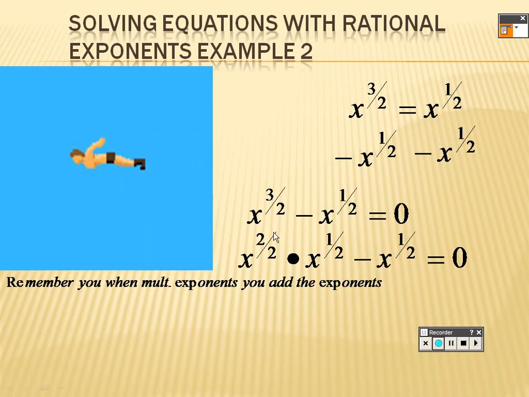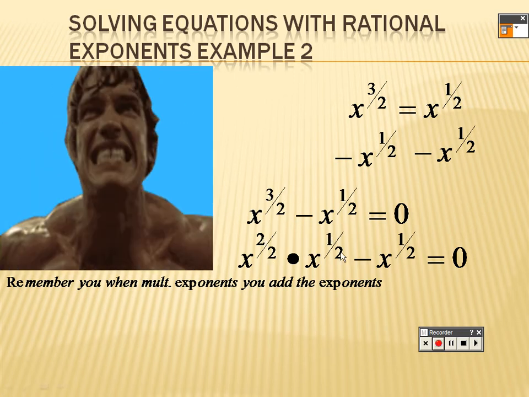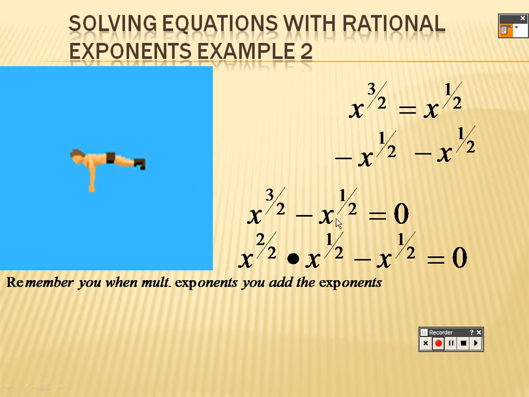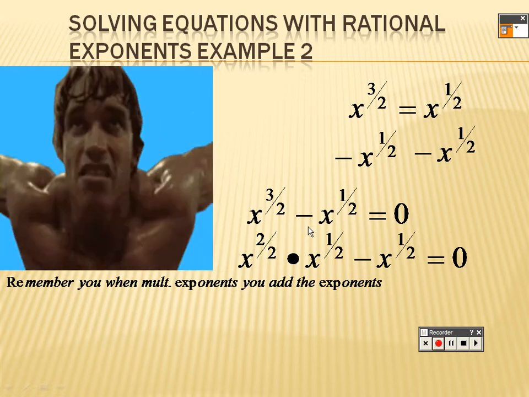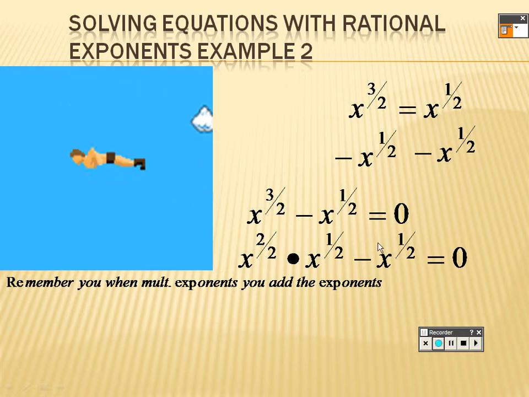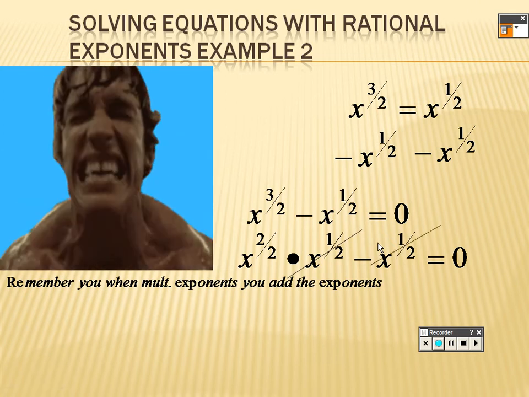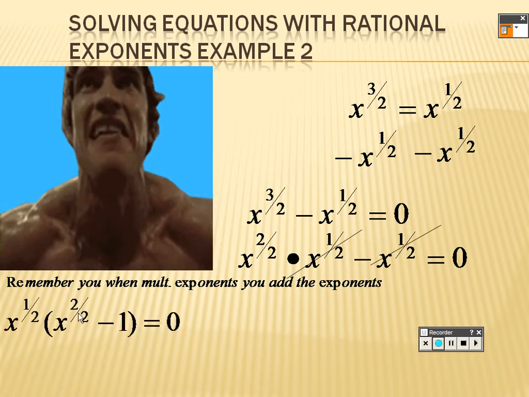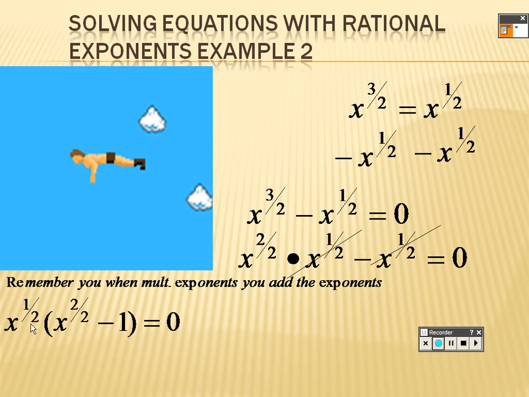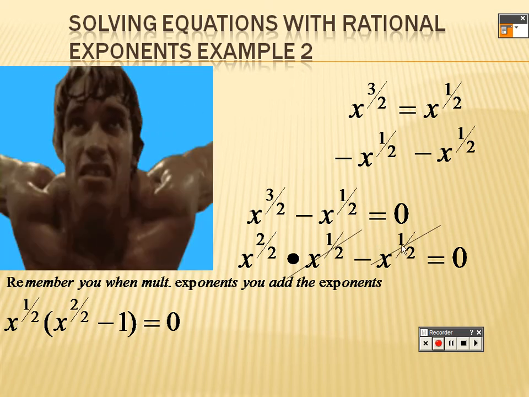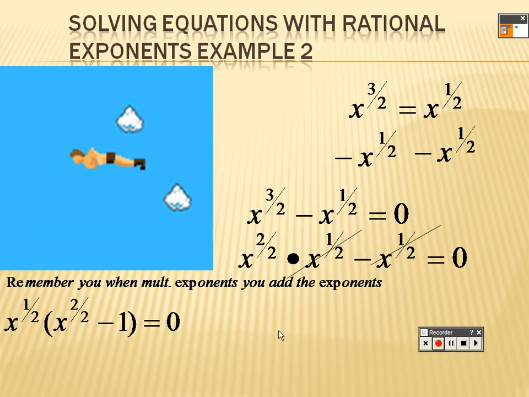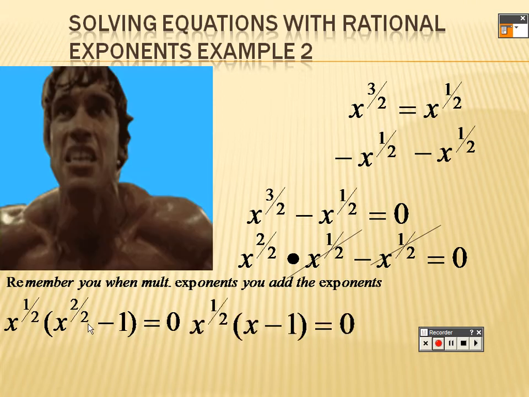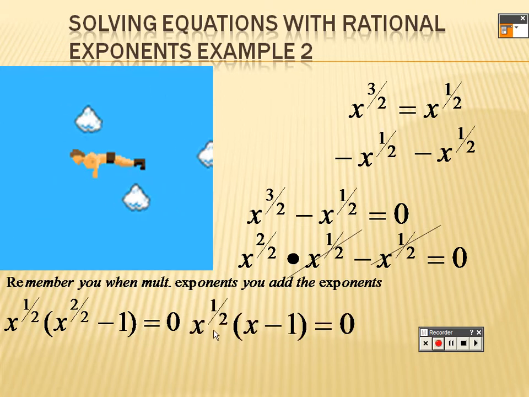Notice how I just rewrote this as 2 over 2 and 1 over 2, because remember, you add exponents. 2 plus 1 is 3. Now you see that they both have a half you can pull out. So I'm pulling that half out of both of them. So an x to the half is pulled out. I'm left with x to the 2 over 2 minus 1, because when I take this out, I still have to hold the place marker with a 1 there. Well, 2 over 2 is just 1, so it's really x to the 1 half times x minus 1.